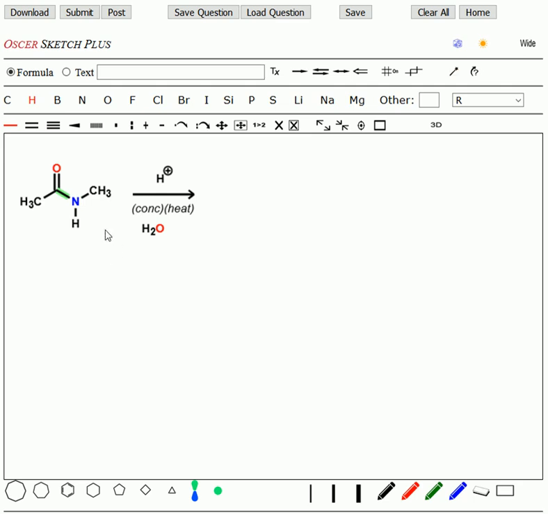This means if we do the hydrolysis, we have to use concentrated acid and we have to heat it up. So I flagged this with both concentrated and heat to show those two things. But otherwise, the mechanism is very similar to that of an ester. So what do we do? We start by protonating the carbonyl.